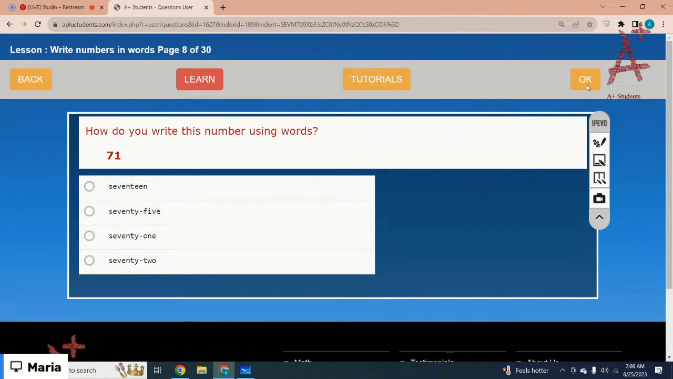How do you write the number using words 71? How do you write 71? Just write the answer only once. Here it is 71. The third option is the correct option.